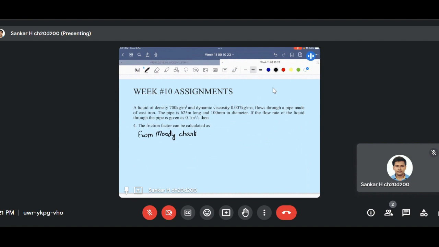The other way is to solve the equation for the friction factor as follows: 1/√f is minus 1.8 log of [6.9 by Re plus (epsilon by D by 3.7) power 1.11]. This entire term will be in log. This is an explicit formula given by Haaland, and you can use either of these two methods to find out.